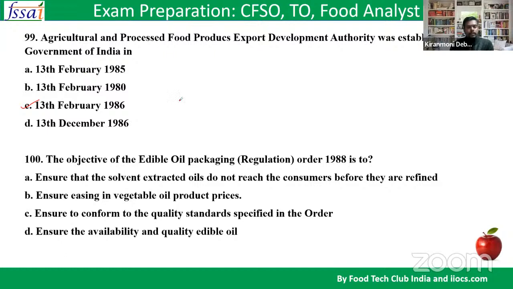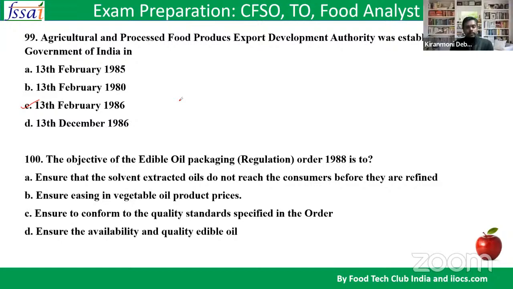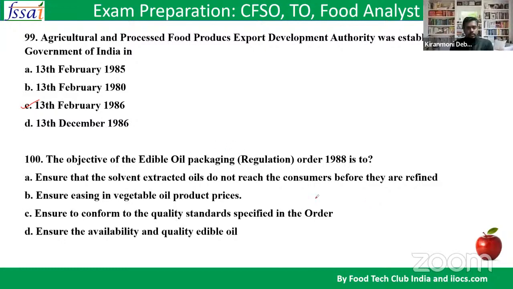The objective of the Edible Oil Packaging Regulation Order 1988 is to ensure that the solvent extracted oils do not reach the consumers before they are refined, ensure easing in vegetable oil products prices, ensure to conform to the quality standards specified in the order, ensure the availability and quality edible oil. Options are? Sir, A option. Is it A option? Ensure that the solvent extracted oil do not reach the consumers before they are refined.